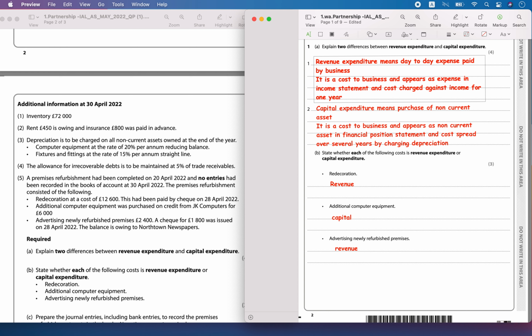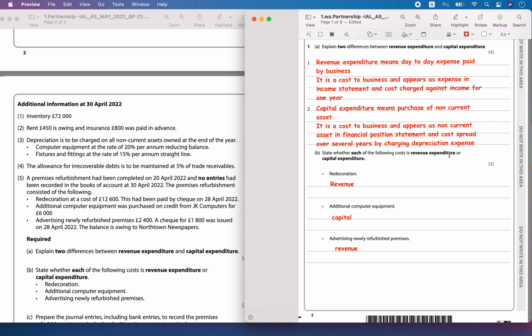For capital expenditure, it is also a cost. It means I'm going to incur a cost by purchasing a non-current asset. It is also a cost to the business, but it is going to appear as a non-current asset in the statement of financial position, and this cost is going to be spread by charging depreciation expense over several years.